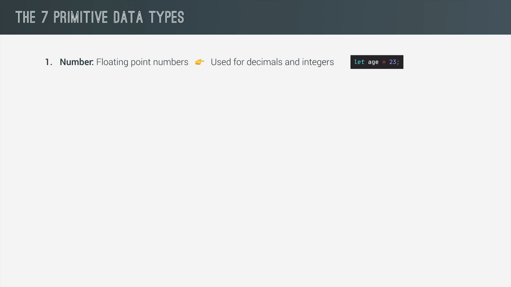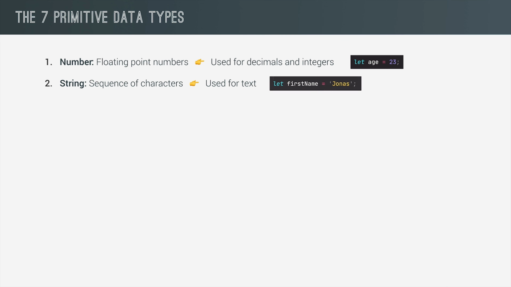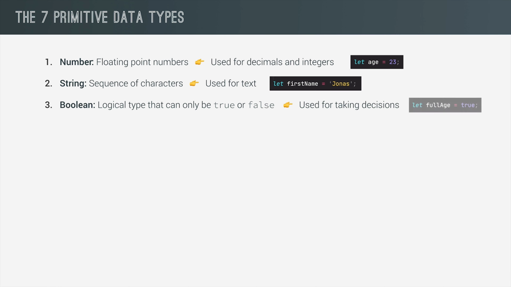Okay, next up we have strings, which are simply a sequence of characters. And so they're just used for text, as we already learned, and always put them in quotes, no matter if double quotes or single quotes, otherwise JavaScript will actually confuse them with variable names. The Boolean data type is essentially a logical type that can only take one of the logical values, true or false. In other words, a Boolean is always either true or false. Alright, we use Boolean values to take decisions with code, as we will see later.